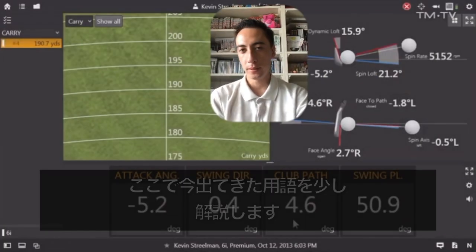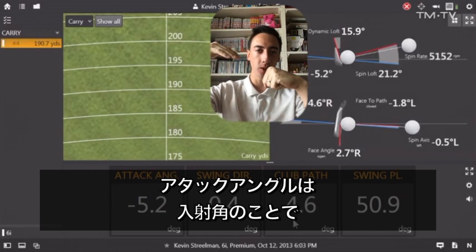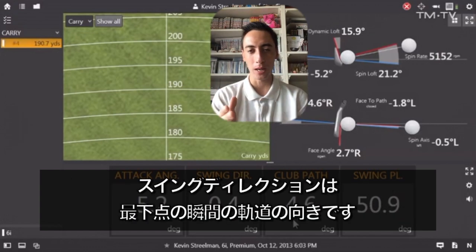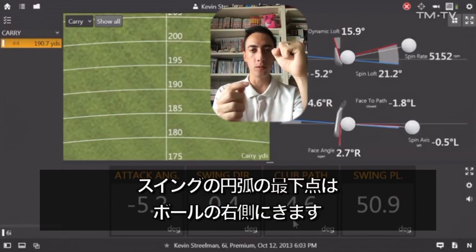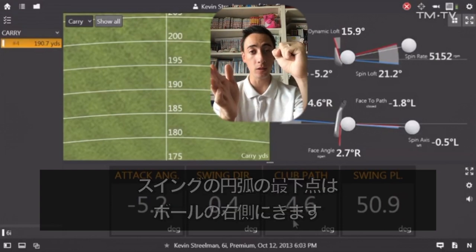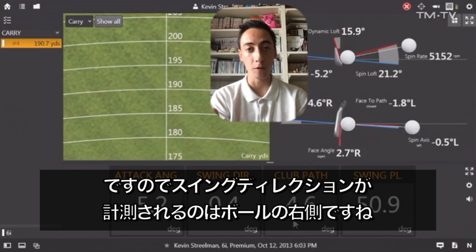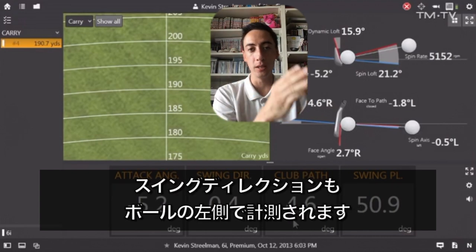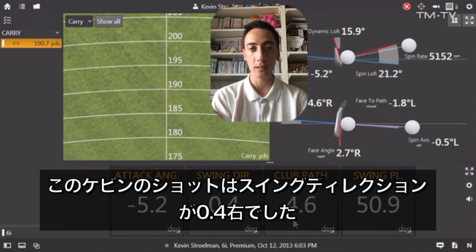So let me explain some of these data points in case you guys don't really get the definition. Angle of attack is really, are you hitting down on the golf ball, are you hitting level, or are you hitting up? Swing direction is maybe a little bit more complicated, but swing direction is measured at the lowest point of the swing arc. To give you an example, if we had a driver here, and let's say we're hitting up on the golf ball, the lowest point of the swing arc would be behind the golf ball, because again, we're ascending into the golf ball when we hit it. So the swing direction would be measured behind the golf ball. With irons, if you're hitting in front of the golf ball, then that lowest point of the swing arc would be measured in front of the golf ball. On this particular shot, Kevin Streelman's swing direction was 0.4 degrees to the right of the target line.